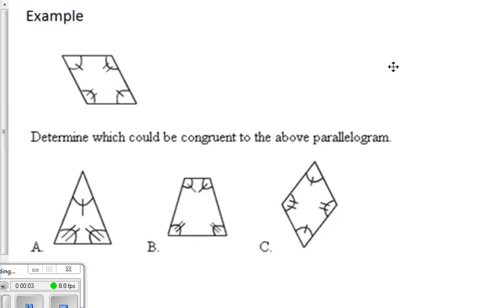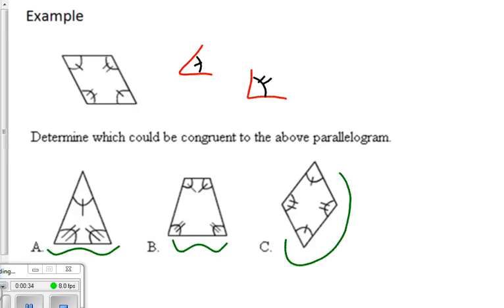Continuing on with congruent figures, we have an example here. We have to determine which of these could be congruent to the above parallelogram. In all of these, we see that we're using the angles, and some of them have an angle with a 1 tick mark, and some of them have an angle with a 2 tick mark. But if we look at all of our figures, they all have the angle with 1 tick mark and the angle with 2 tick marks.